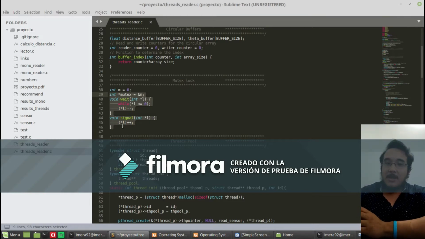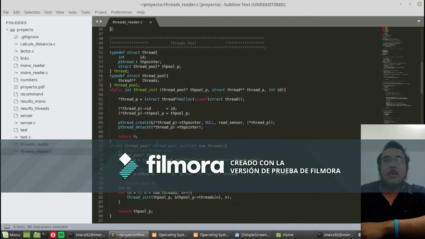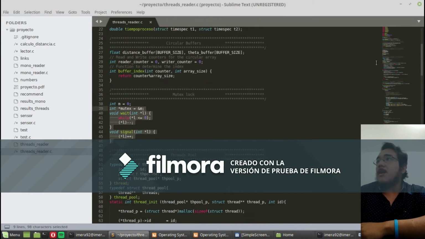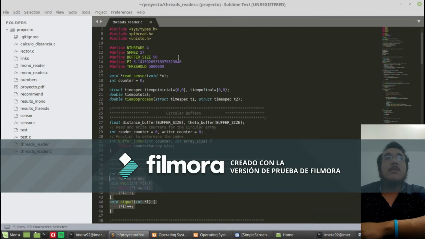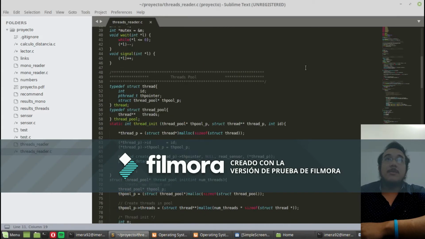Once they fetch the data, the mutex lock is freed, so that another available thread can fetch data again and do another operation. We also use a thread pool. I believe we have a constant here. Yes. Here we can define the number of threads we're going to use. In this case, I'm using 4 threads.